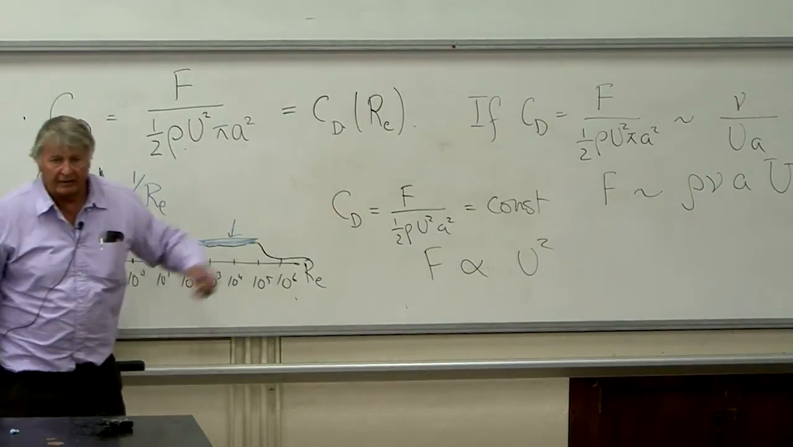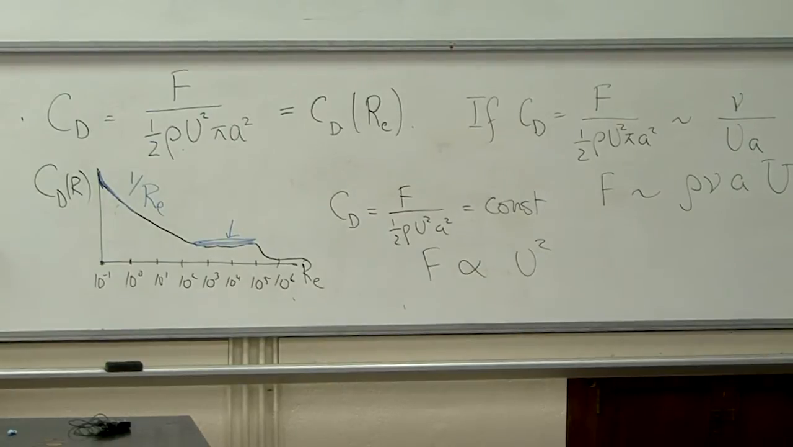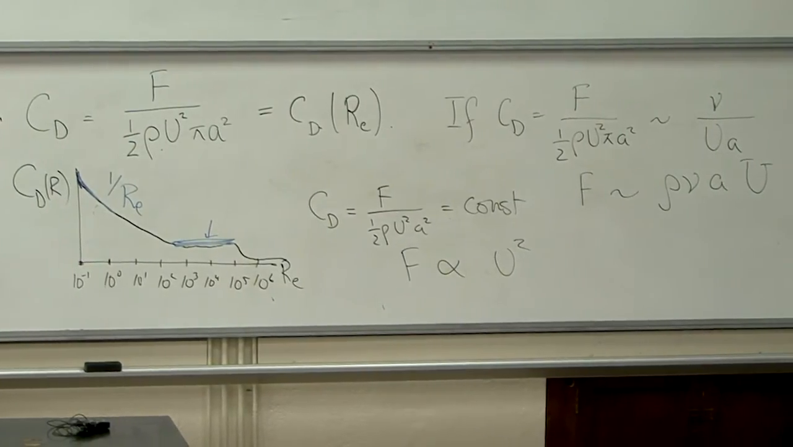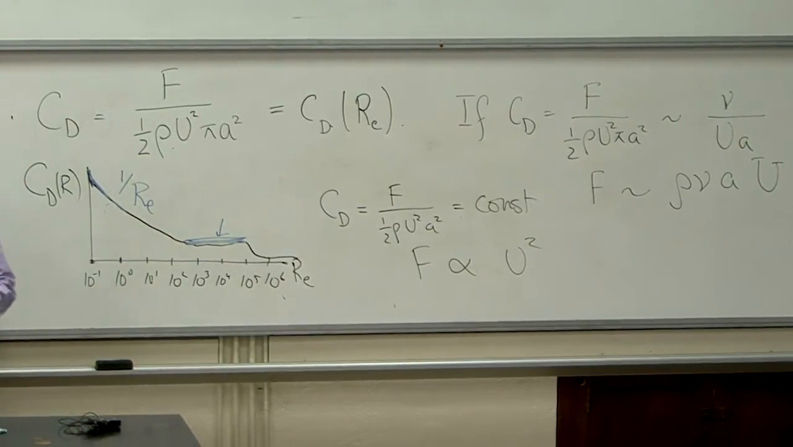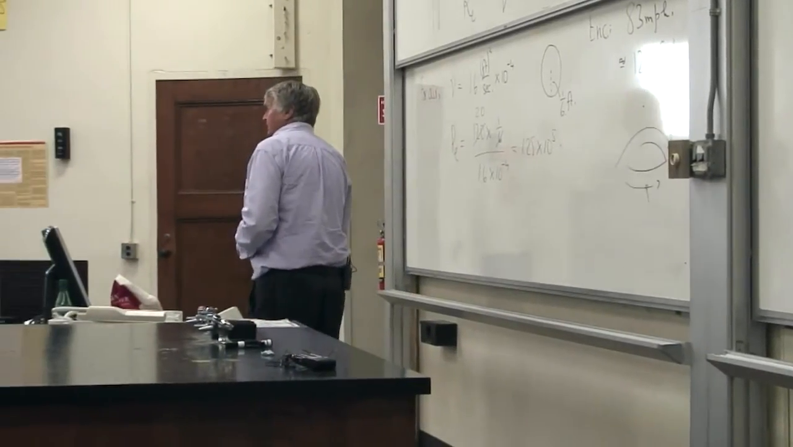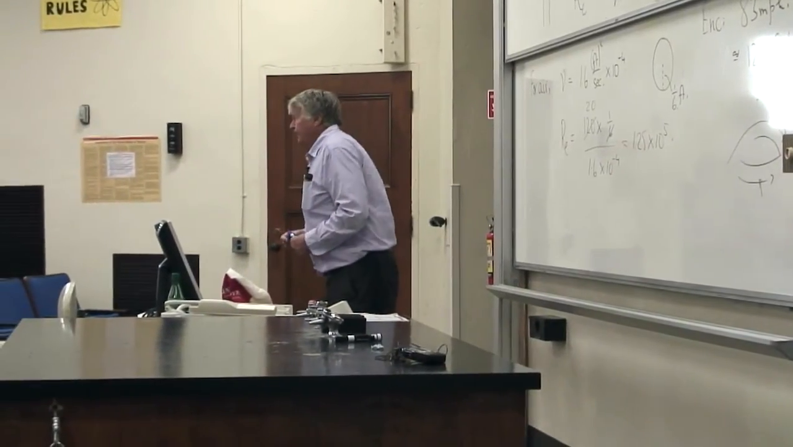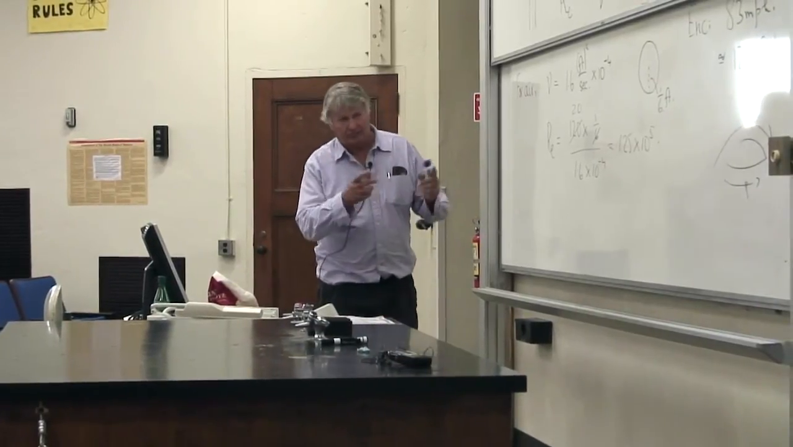So therefore, the drag will be proportional to the velocity squared in that case, not just to the velocity. Now, if you're working around here, well, it's a combination of both. It's more complicated. There aren't simple expressions then. Now, I want to show you why this is the case.